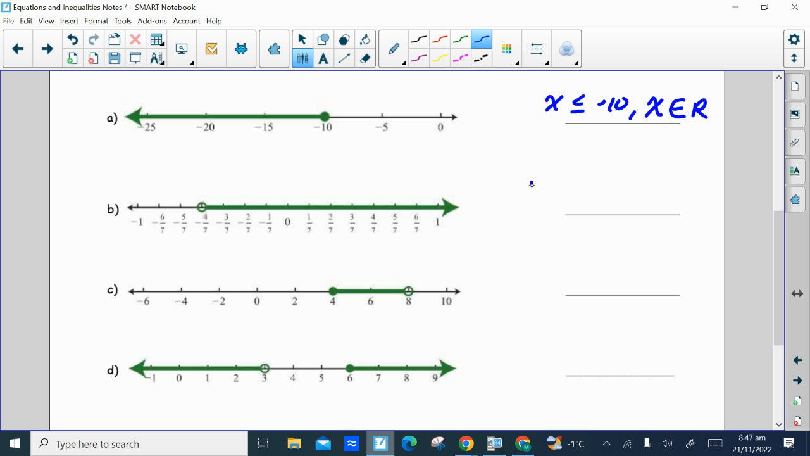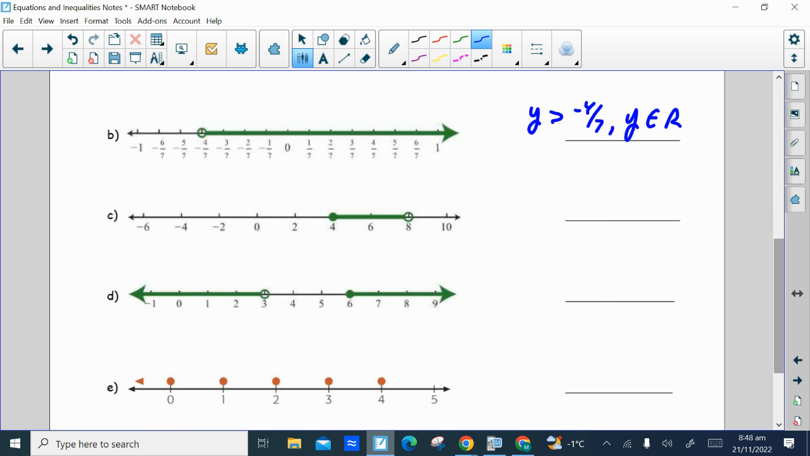Now I said, you can use any variable you want, any letter. I've chosen to use y in this case. So I would say y is greater than -4/7. And again, because a line is used, that means that we're using real numbers. Y is an element of the set of real numbers.